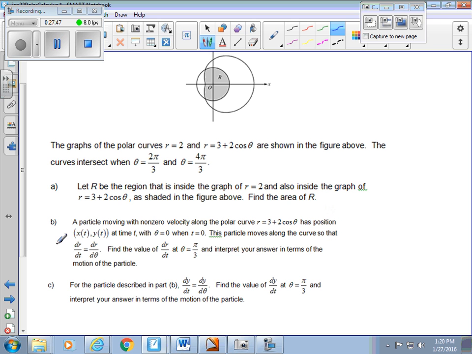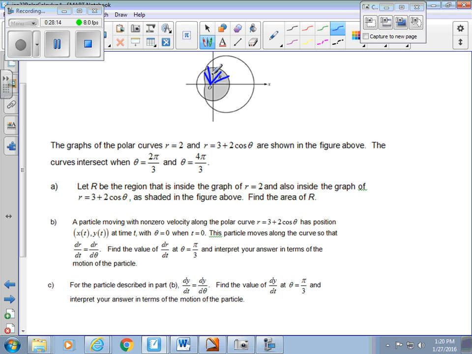Let R be the region inside the graph of r equals 2, and also inside the graph of r equals 3 plus 2 cosine theta, as shown in the figure above. Find the area of R. There's a couple of ways you can do it. My preference would be to do the addition. Slices all the way to right there.